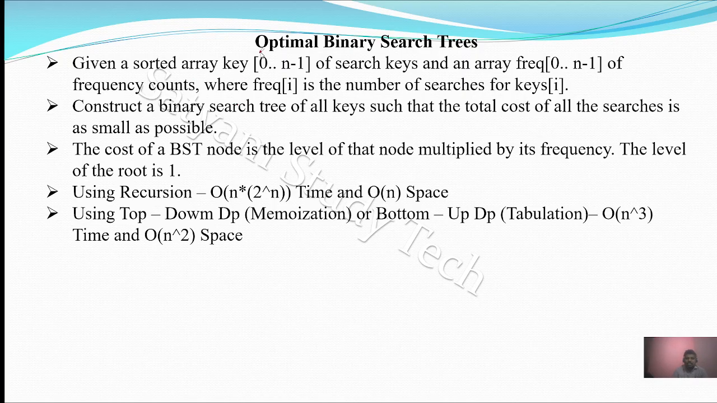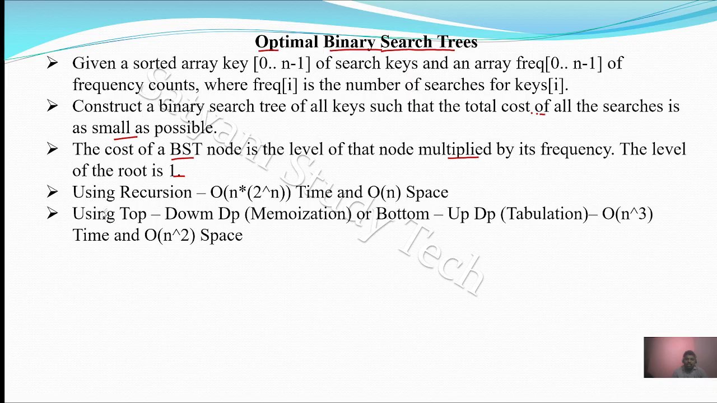Today's topic is the optimal binary search tree. You already know the binary search tree, so now we can find the optimal binary search tree. Given a sorted array of keys, where frequency i is the number of searches for the key, construct a binary search tree for all the keys such that the total cost of all the searches is as small as possible. The cost of a BST node is the level of the node multiplied by its frequency. The level of the root is 1.